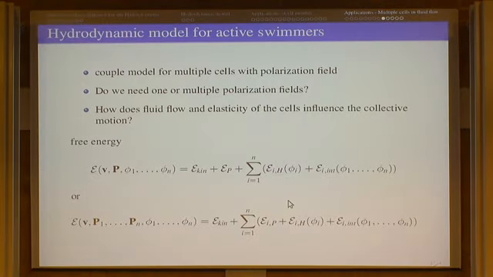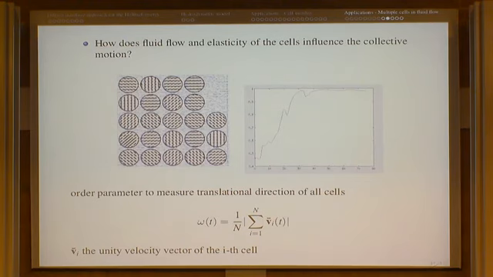Okay, and this is, I think, just for conclusion. What happens if, or can we combine these models for multiple cells with our model for the polarization field, where the polarization field is supposed to be a solution of actin filaments, or without any physical meaning, just an orientation? Can we construct a model? And then the question is, how do the fluid flow and the elasticity of the cell influence the collective motion of the cells? Here is just a small example.